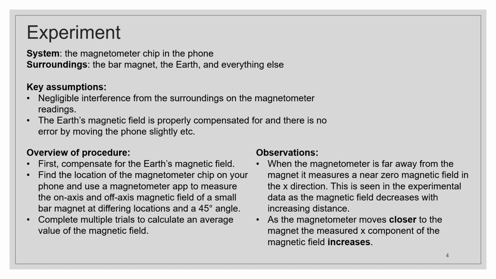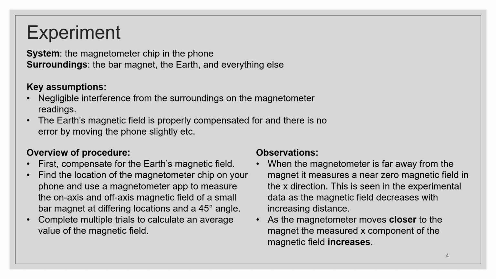The surroundings are the bar magnet, the Earth, and everything else. The key assumptions of this lab are that there is negligible interference from the surroundings and the magnetometer readings, and that the Earth's magnetic field is properly compensated for and there is no error from moving the phone slightly.